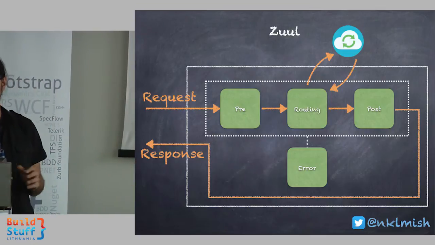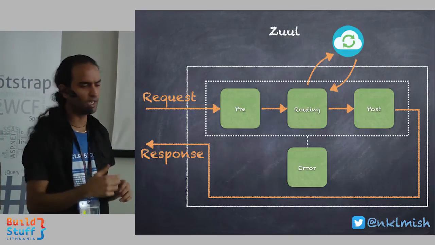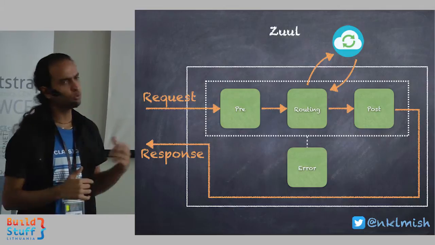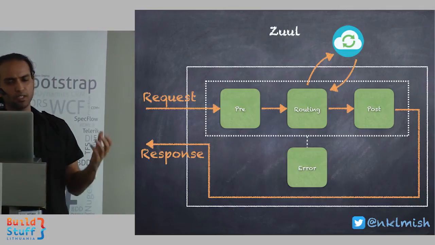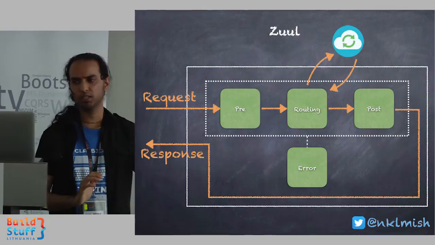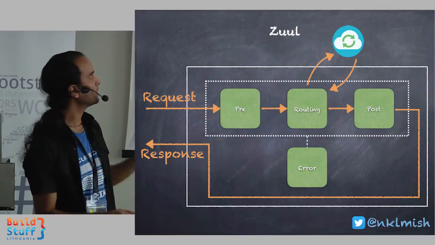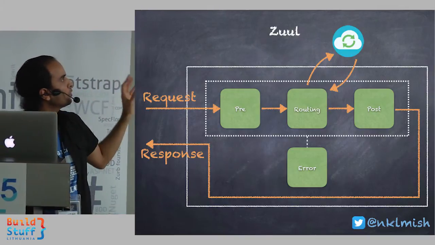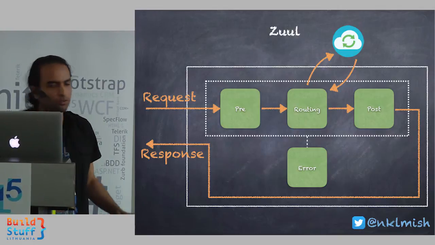And basically, Netflix has provided us with Zuul. What Zuul is, it's like a proxy. It consists of 3 parts: pre, routing, post. And if something goes wrong in this stage, it falls back to the error stage.